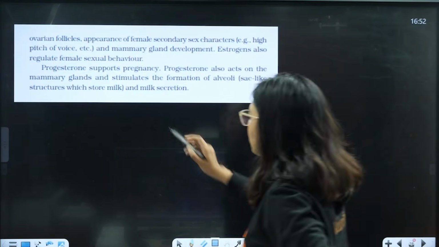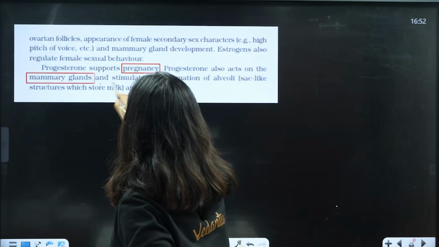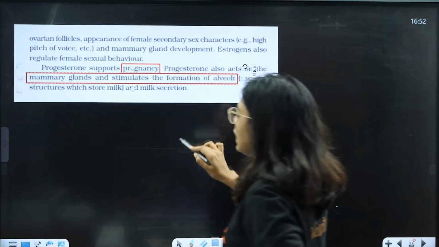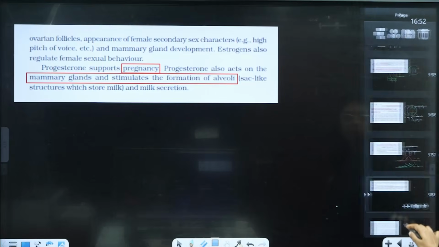Progesterone also, students, supports pregnancy. Progesterone also acts on mammary glands and stimulates the formation of alveoli and the milk secretion. Okay, milk secretion. This is clear, right? This is the main portion here.